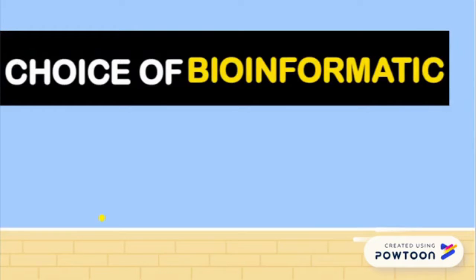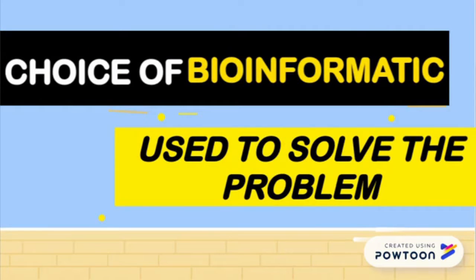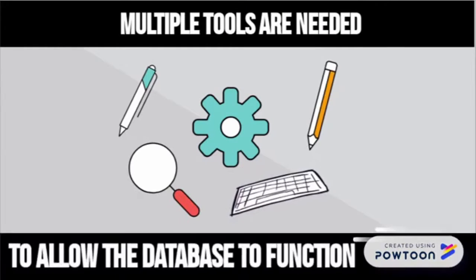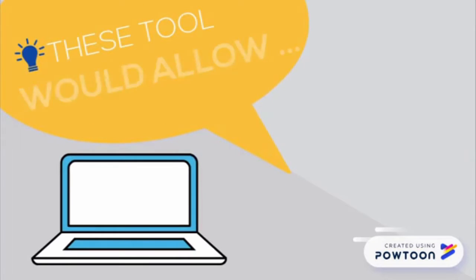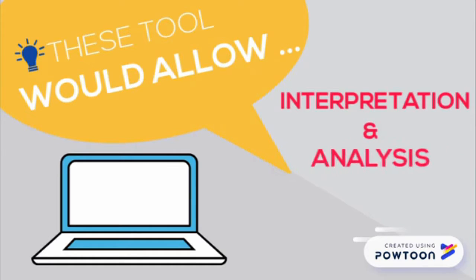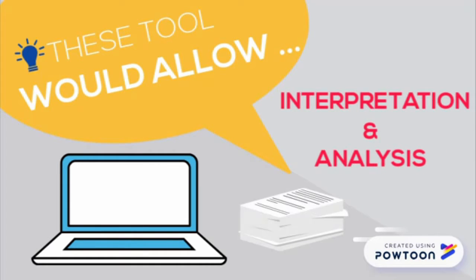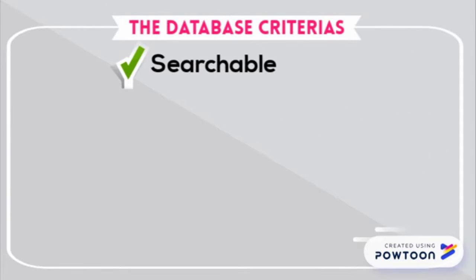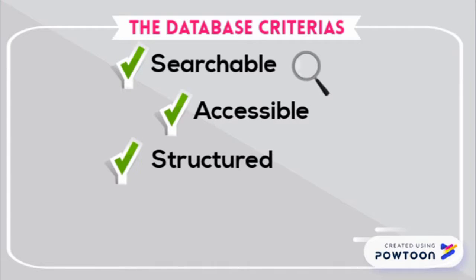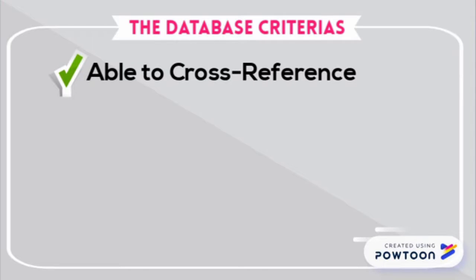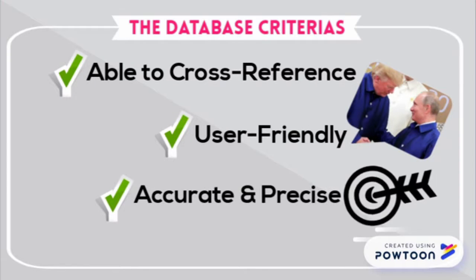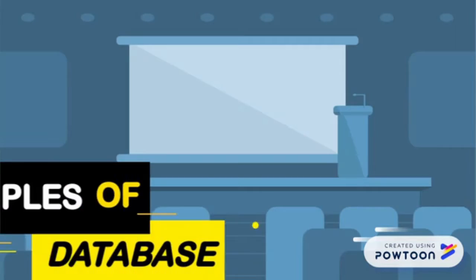What are the choices of bioinformatics tools used to solve the stated problems? Multiple tools are needed to allow the databases to function effectively. These tools would allow proper interpretation and analysis of the data. The database should be searchable, accessible, structured, constantly updated. Furthermore, able to cross-reference, user-friendly, accurate, and precise.